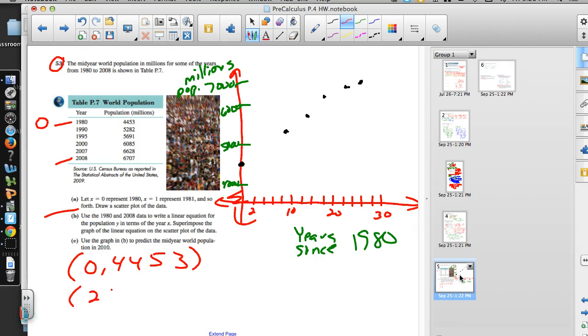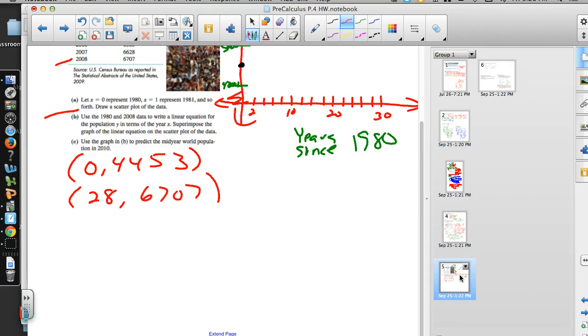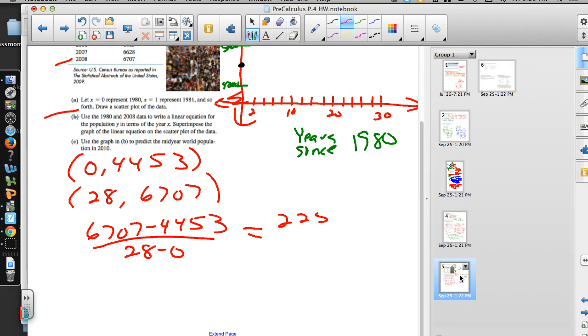And then 28 years later, 6707. So away we go. Slope, 6707 minus 4453 over 28 minus 0. So we've got 6707 minus 4453 comes out to 2,254, and all divided by 28 years. So our slope is 80.5.